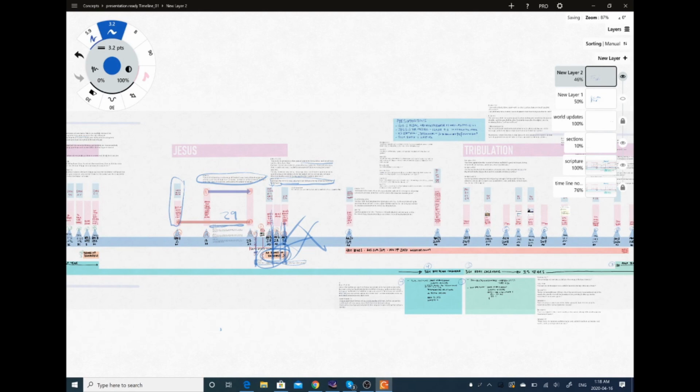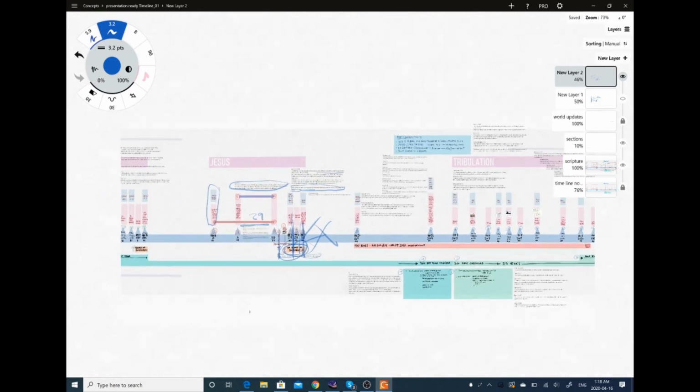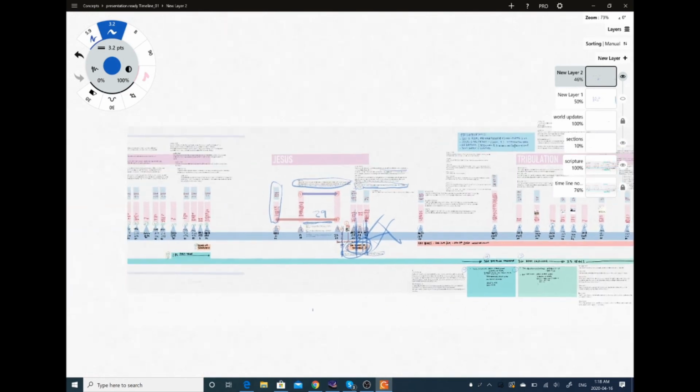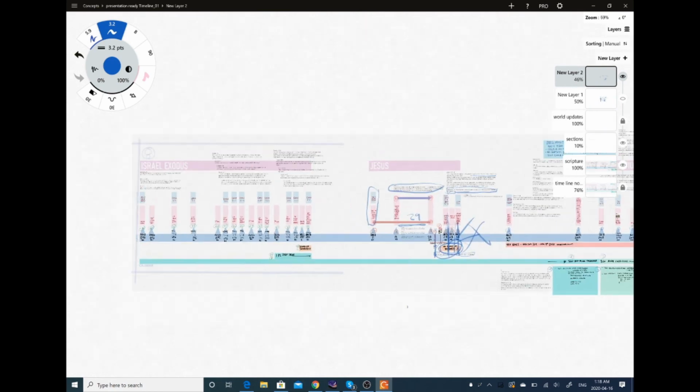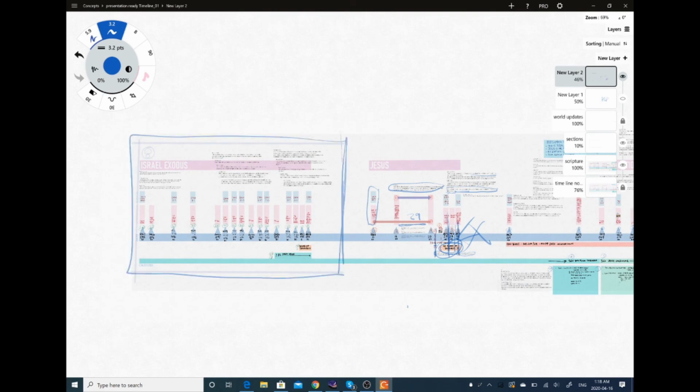All right, I guess we're going to be moving on to the next section here, which is the Israel Exodus section, number 8. All right, see you on the other side.